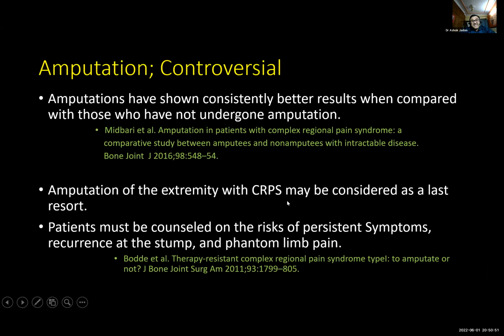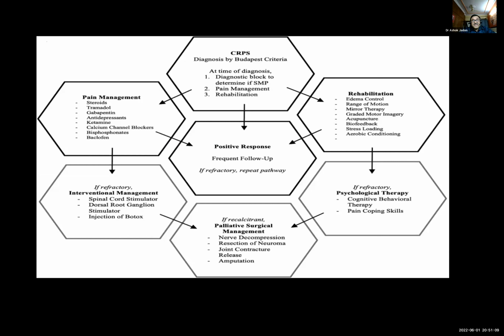Amputation is controversial, to cut rather than suffer. But unfortunately, others say that even if you cut it, you can't take away the problem, because CRPS can occur in the stump or it may migrate to another normal site.